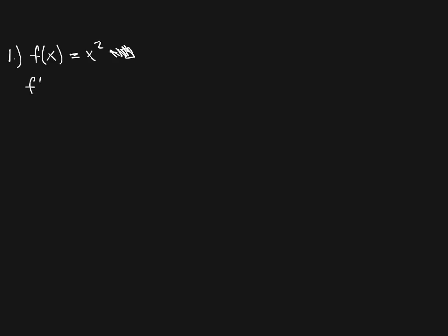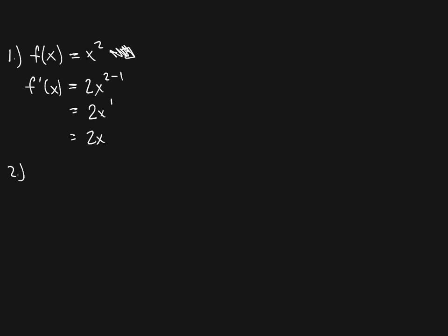And so we get that our derivative, f prime of x, is equal to, using the power rule, 2x to the 2 minus 1, which is, of course, equal to 2x to the 1, which is just 2x. So the derivative of x squared minus 2 is simply 2x.